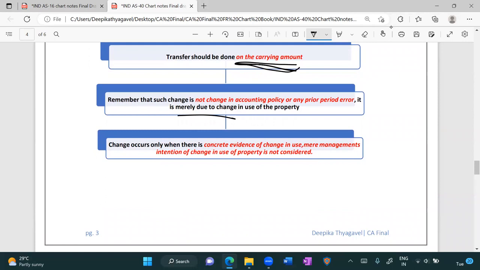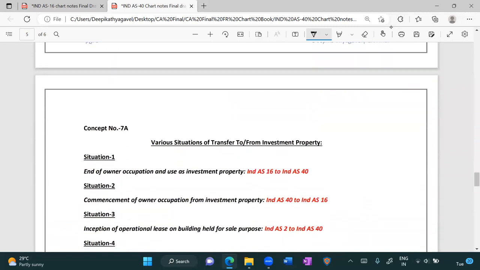Right, next is change occurs only when there's concrete evidence of change, right? Exactly. So only if the management has an intention to change, they're thinking that in the future we are planning to shift our corporate office, so we will put this building for rent. So mere management's intention to change does not matter. Actual concrete evidence should be there that such change in use has happened. Only when concrete evidence to support the change in use is there, such transfer will happen, right?